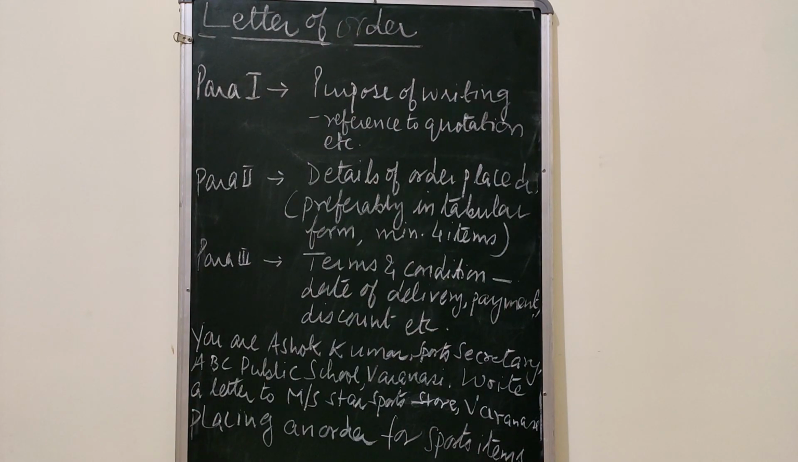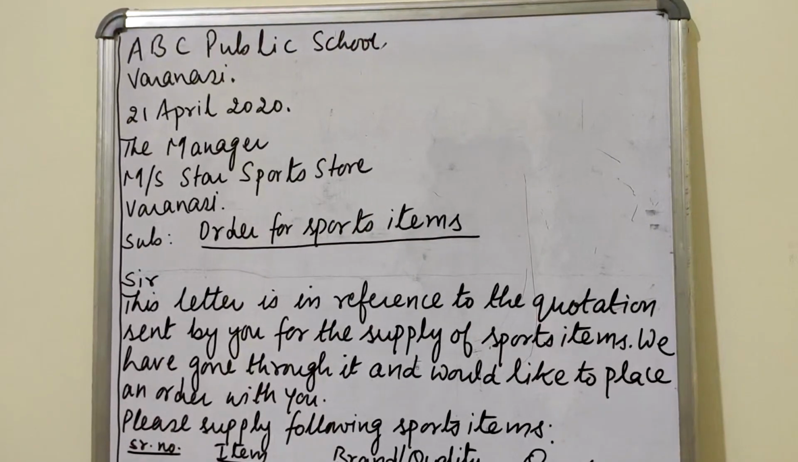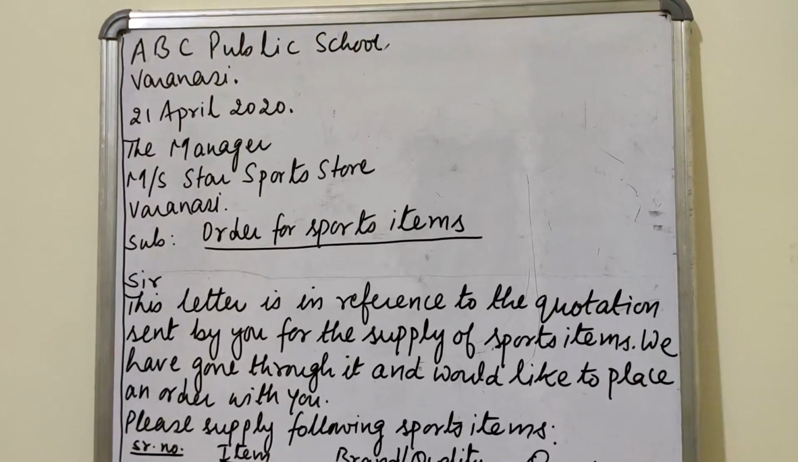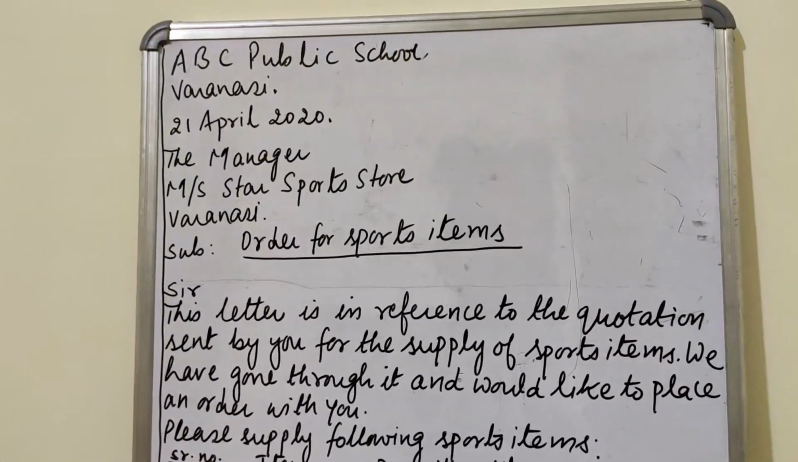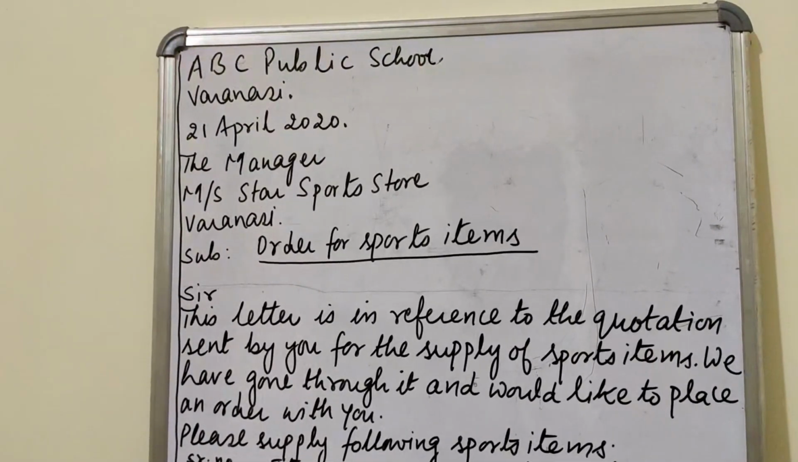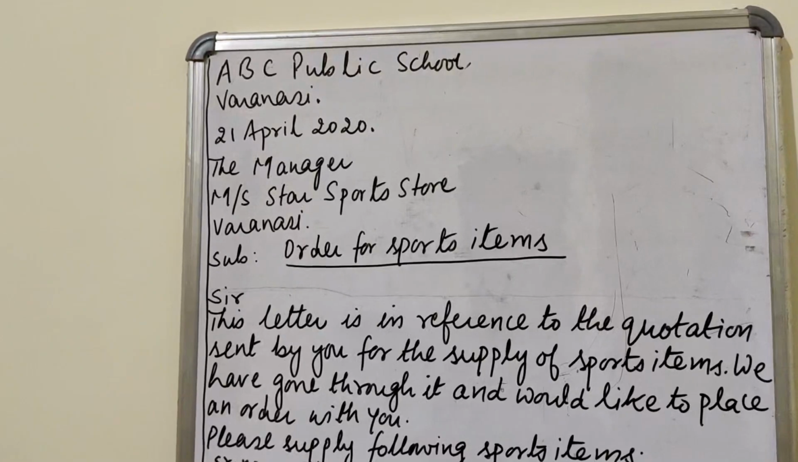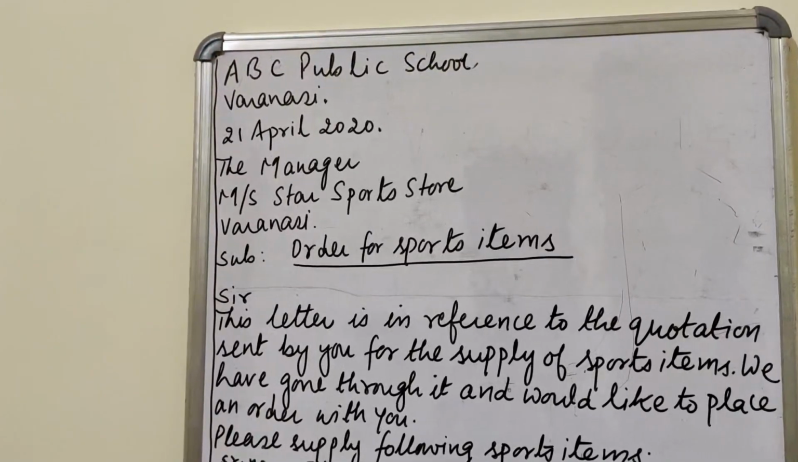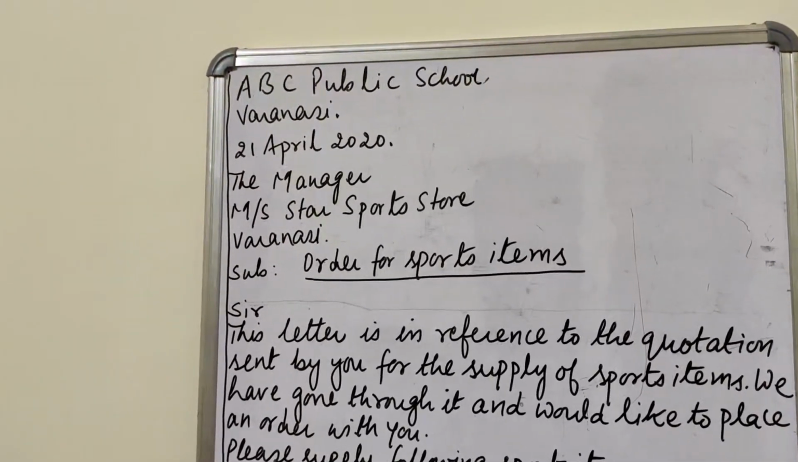Now there is the question: you are Ashok Kumar, Sports Secretary, ABC Public School, Varanasi. Write a letter to Messrs. Star Sports Store, Varanasi, placing an order for sports items. Now let us see the way we will be writing an answer to that question, which I just read out. So first of all, in the formal letter, the first thing is the sender's address. Again I am specifying, in sender's address it will be only the address, nothing else. So ABC Public School, Varanasi, full stop.